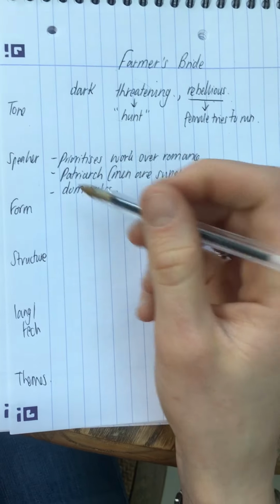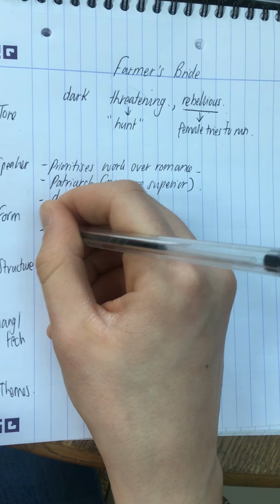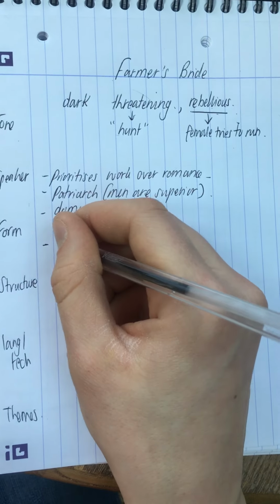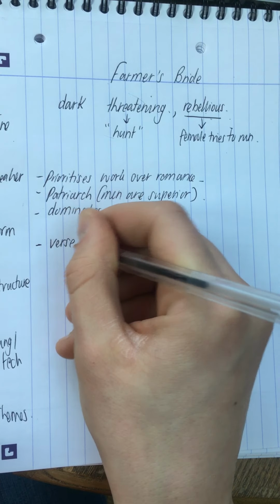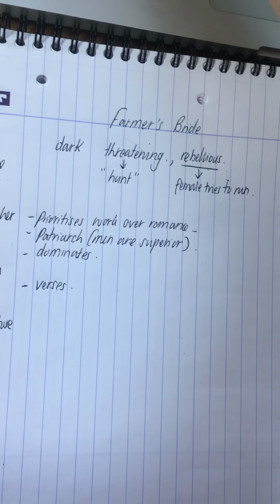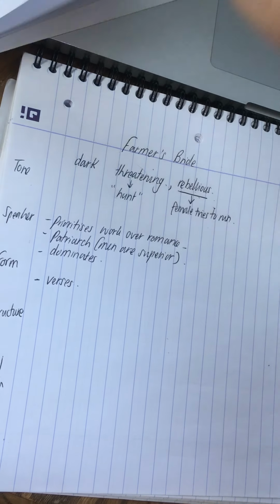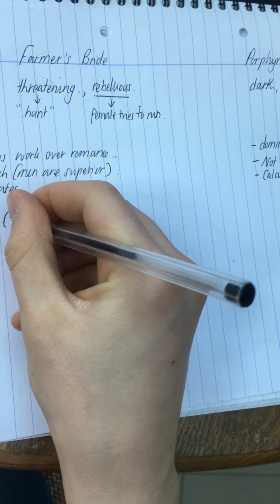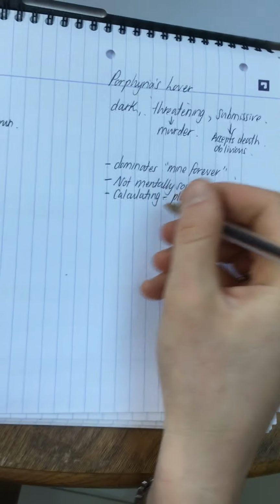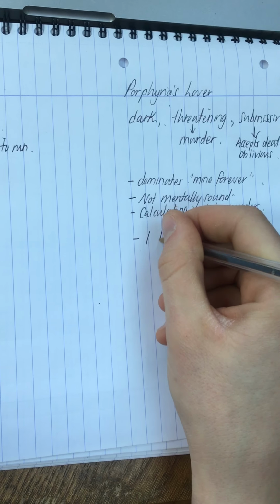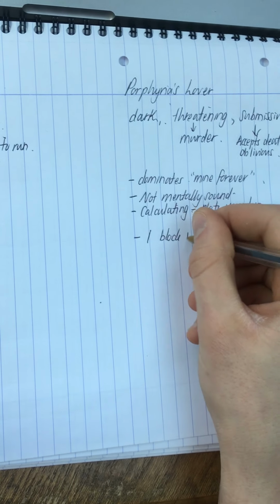All right, so then we have the form. So in Farmer's Bride, we know for a fact that there are verses. That's my clock, ignore that. I don't have birds in my house. 1, 2, 3, 4. So there are 7 verses. Whereas in Porphyria's Lover, you can say that the form is 1 block verse.